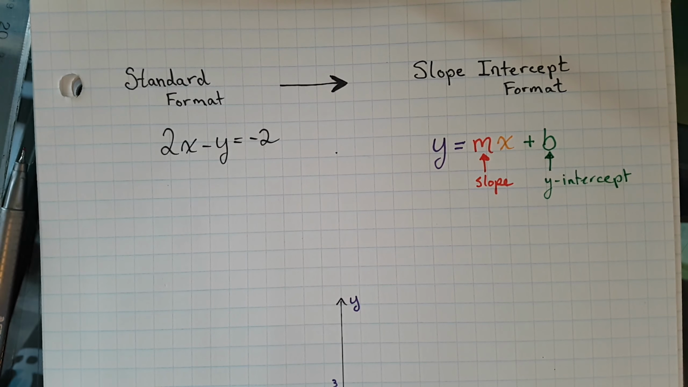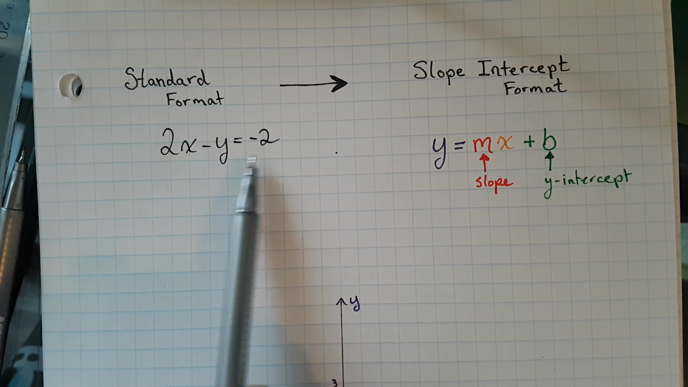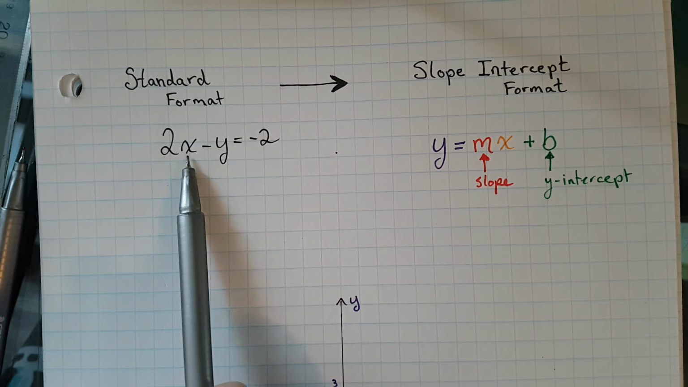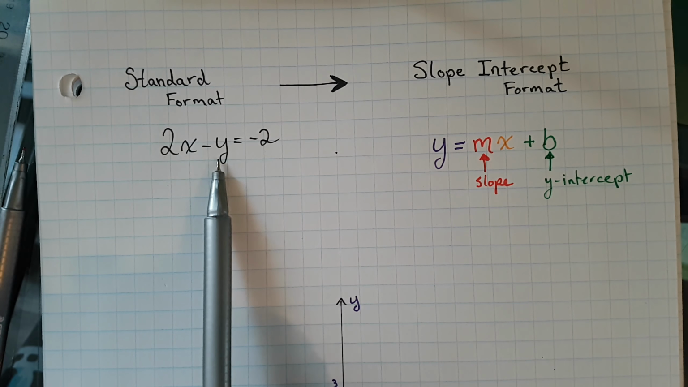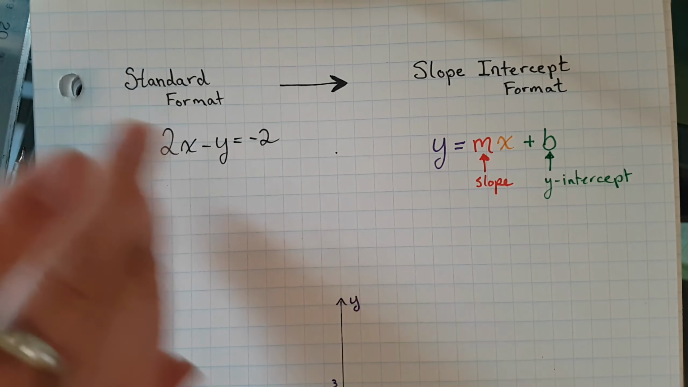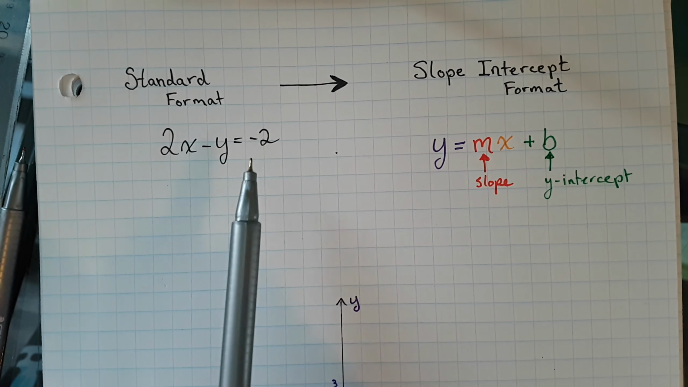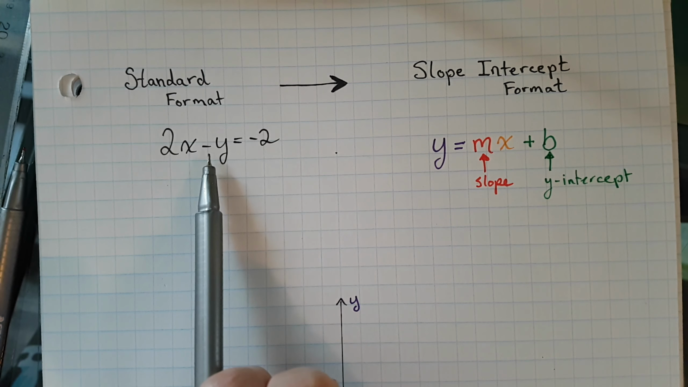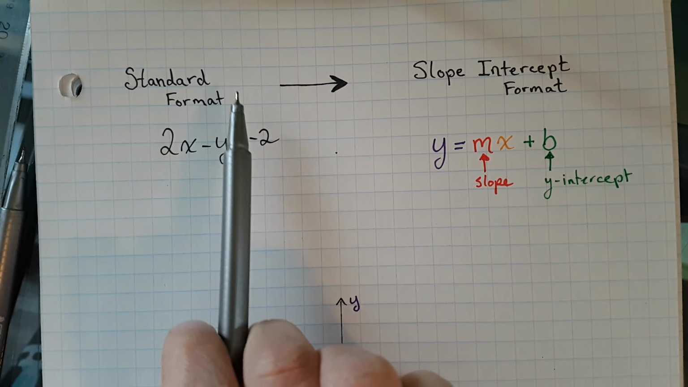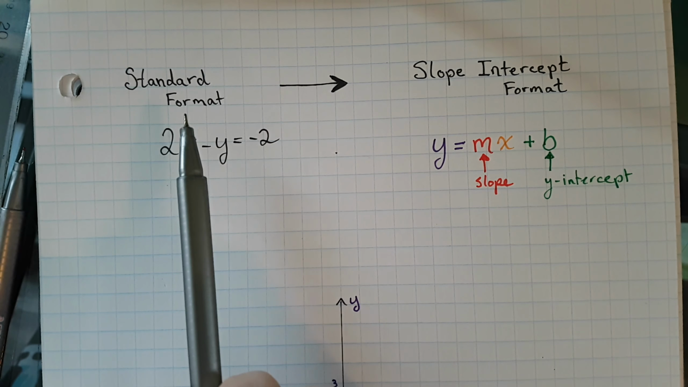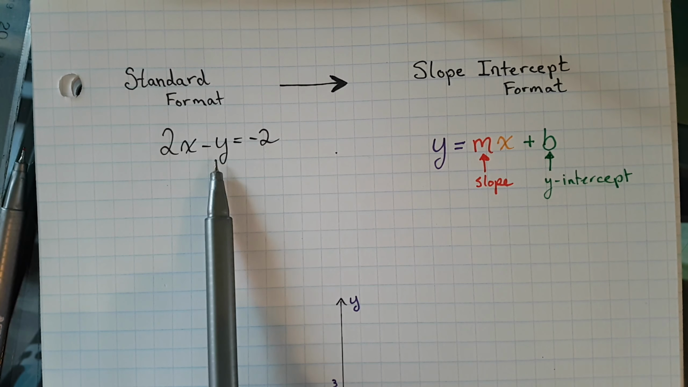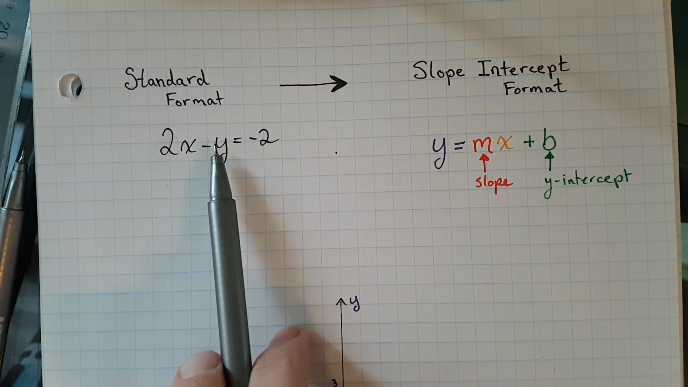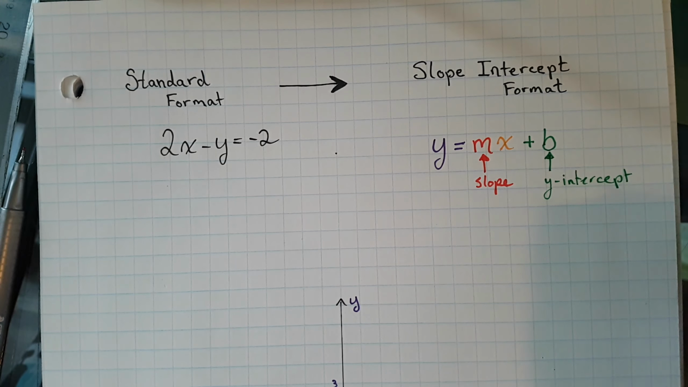And you can usually go from standard format, which is having your x and your y somewhere on the left side of the equation and equaling some value. So that would be all your variables on one side equaling a value. That would be standard format. And it's pretty easy to go from here to here. You just have to isolate your y and do some algebra.